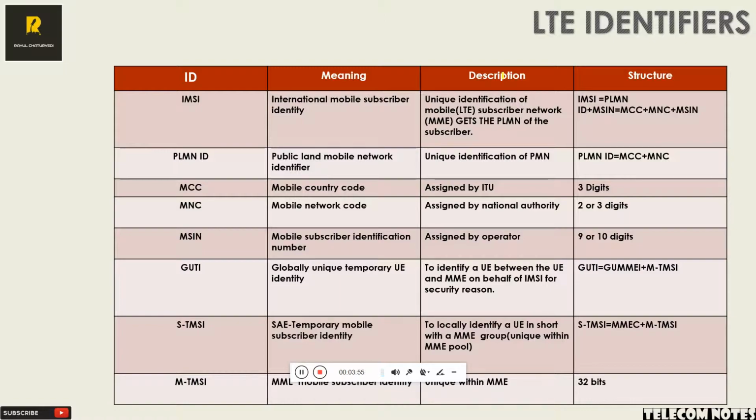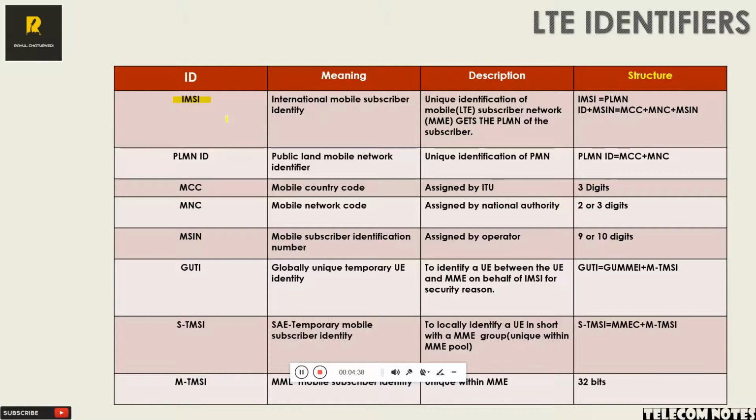Now coming to the LTE identifiers, we are having the number of IDs with their meaning, that's the full form, and in the description they have provided why they are provided to the LTE, and what the actual reason is, how they work. After that, we are having the structure, how it has been created by the number of combinations of other codes. So coming to the IMSI, International Mobile Subscriber Identity, it's having unique identification of a mobile LTE subscriber in the network.